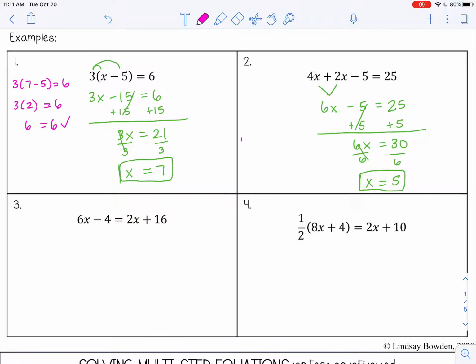All right, same thing over here. I'm going to substitute 5 in for x. So 4 times 5 is 20. 2 times 5 is 10. 20 plus 10 is 30. And 30 minus 5 is 25. It's always an easy way to check and make sure you did it correctly, especially on a test, so you're not just guessing if you did it right.